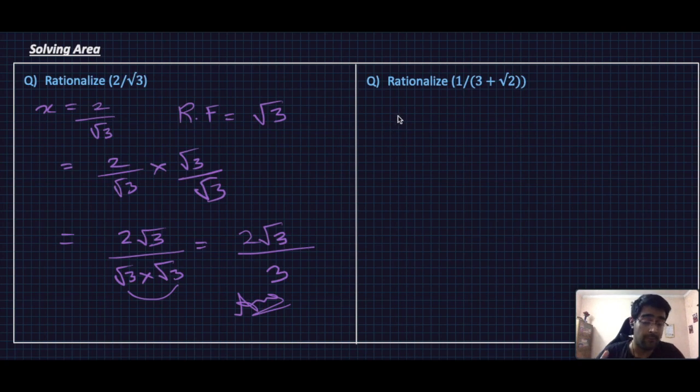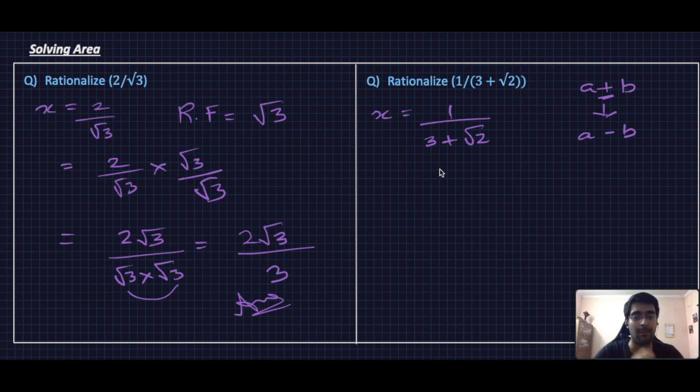Now if you move to the right hand side, we have a question: x is equal to 1 by 3 plus root 2. If you remember, we talked about what the conjugate of a plus b will be. We just need to switch the sign. It will become a minus b. So here, if I want to rationalize x is equal to 1 by 3 plus root 2, I just need to multiply by 3 minus root 2 in both the numerator and the denominator, right? So let's just do that here. 1 upon 3 plus root 2 into 3 minus root 2 over 3 minus root 2, right?